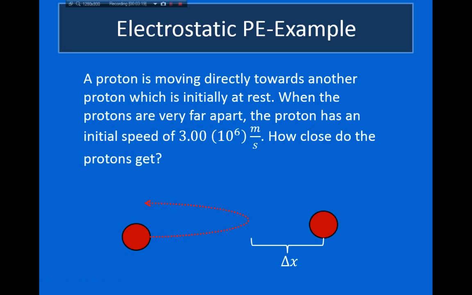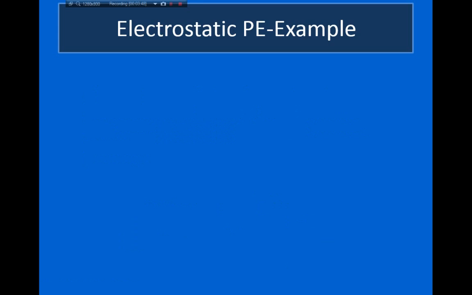So the idea is that this proton over here has some initial kinetic energy, and as this proton gets closer and closer to this other charge, its kinetic energy is going to be converted into electrostatic potential energy. And at this point right here, when the particle turns around, its kinetic energy is going to go to 0, and all of its initial kinetic energy will have been converted into electrostatic potential energy. So the initial kinetic energy of the charge is going to be converted into electrostatic potential energy.